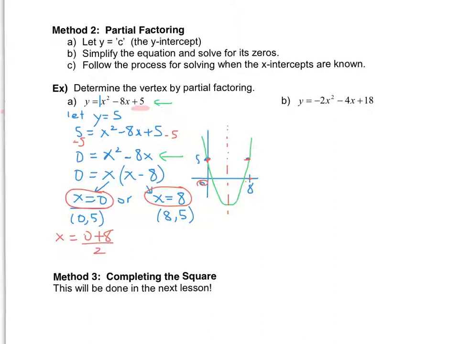So it's like before, it's just I don't have the zeros to work with. I just have 2 points that are still along the same horizontal line. So 8 divided by 2 is 4. So the x-coordinate of my vertex is 4, and the process from here is the same.